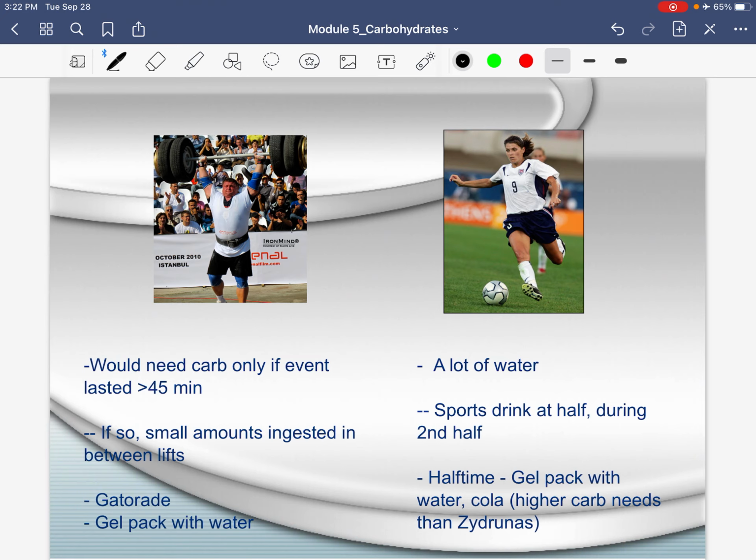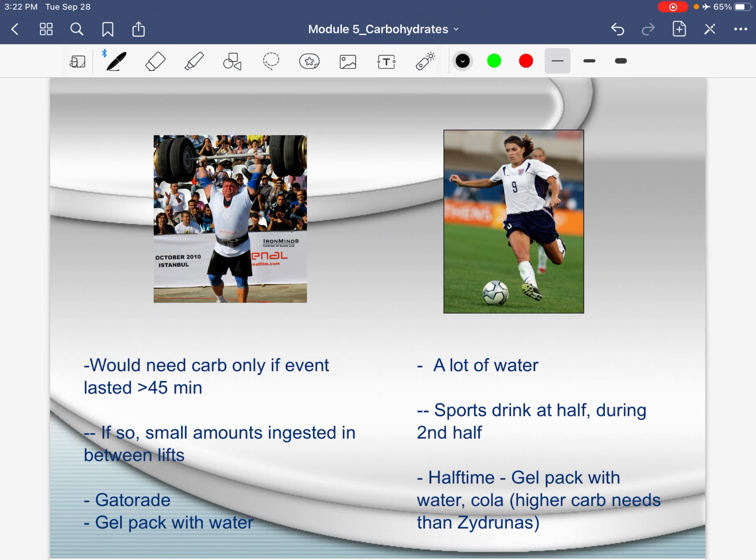Here are some practical things. Our Zydrunas, our high-intensity power lifter, would only need carbohydrates if the event lasted longer than 45 minutes. But it's possible that these World's Strongest Man events involve several events in one day, with probably a significant amount of time in between. So if you've got an event at 10 a.m. and an event at noon, it would absolutely be good to bring in a little bit of carbohydrate in between. You'd want maybe a monosaccharide or disaccharide, maybe a touch of the polysaccharide, right?